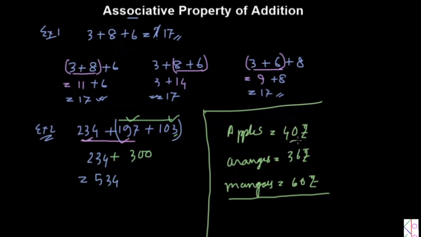If you add 40 and 36 serially, it will be a little bit complex for you. Rather, you can associate 40 and 60. That means 40 plus 60 means quickly you can get the value, that is 100, isn't it? It is easy and convenient. So we get 100, and 100 plus 36 equals 136 rupees.